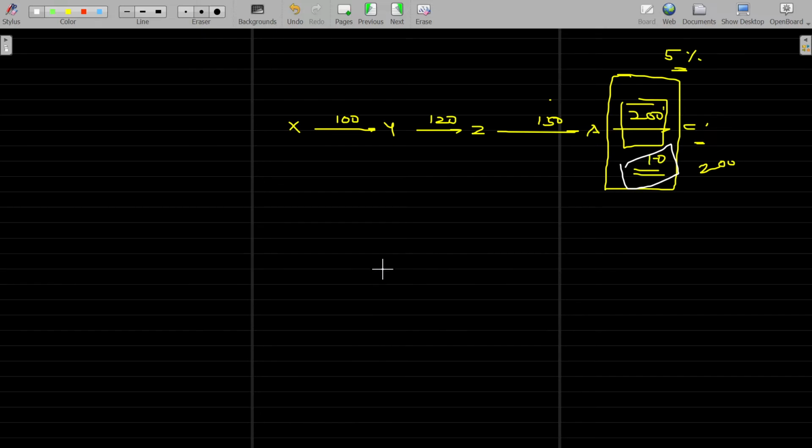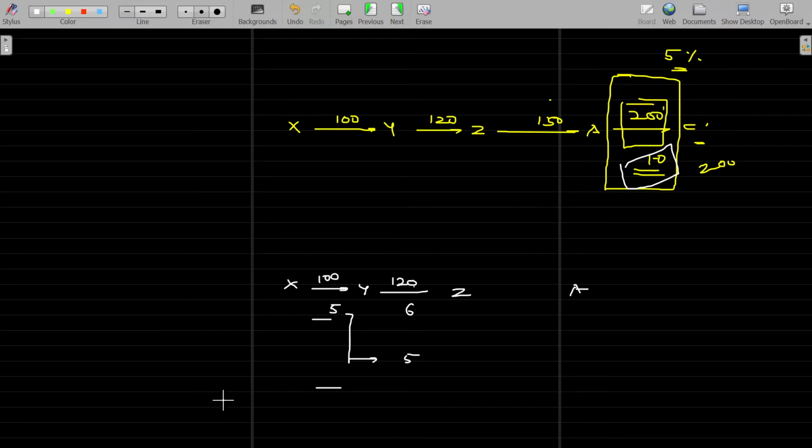But as per the new model, what happens now? X, Y, Z, A. X sells it for 100, but Y has to pay how much? Another 5 rupees put together, so 105 should be payable. And Y has to sell at 120, which means Y should collect the tax on 120 and pay it. On 120 it is 6 rupees. You collect and pay. This 5 rupees is refunded.